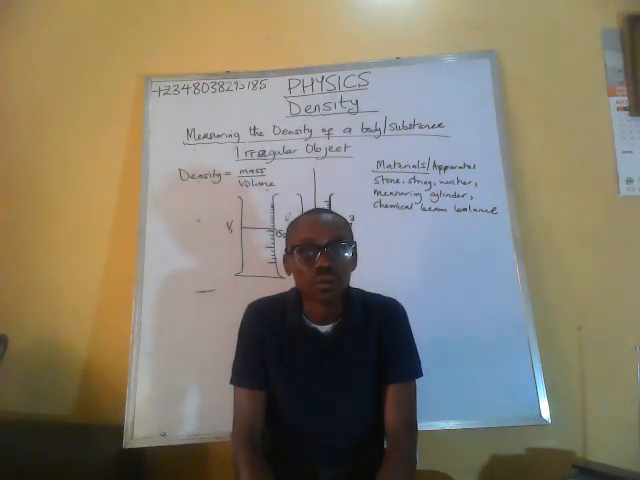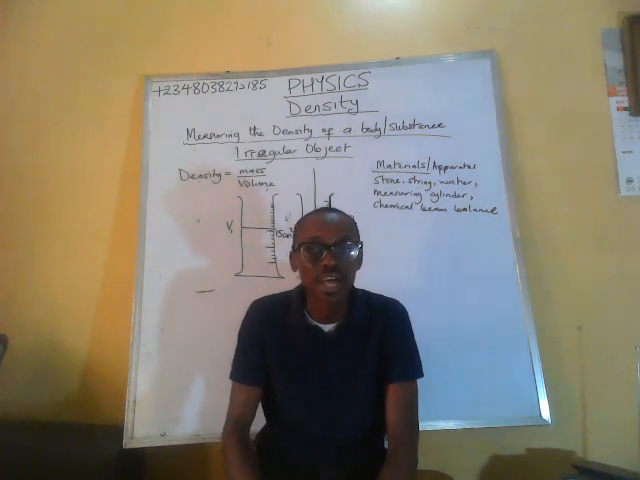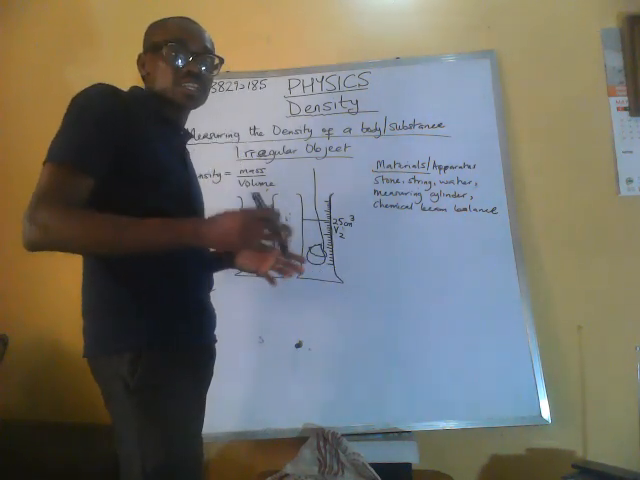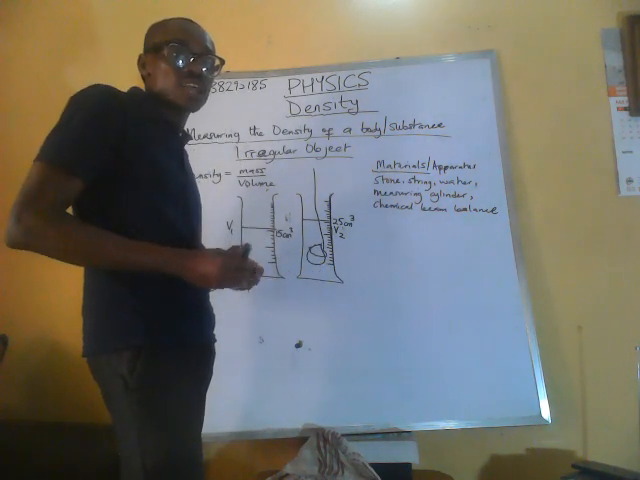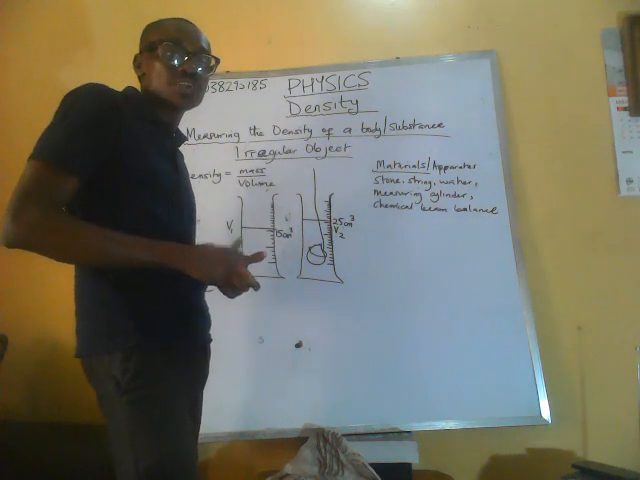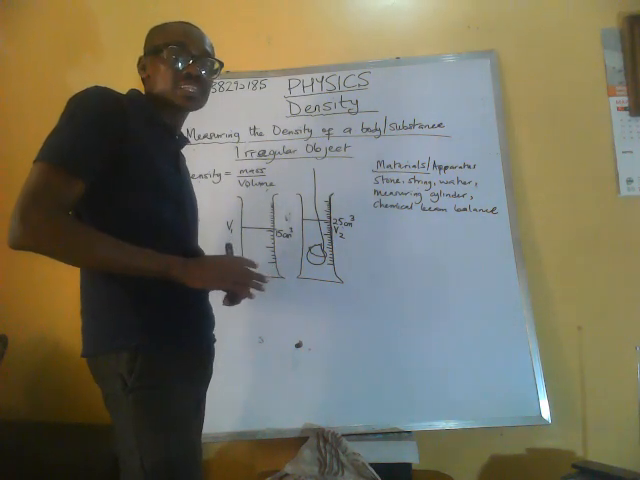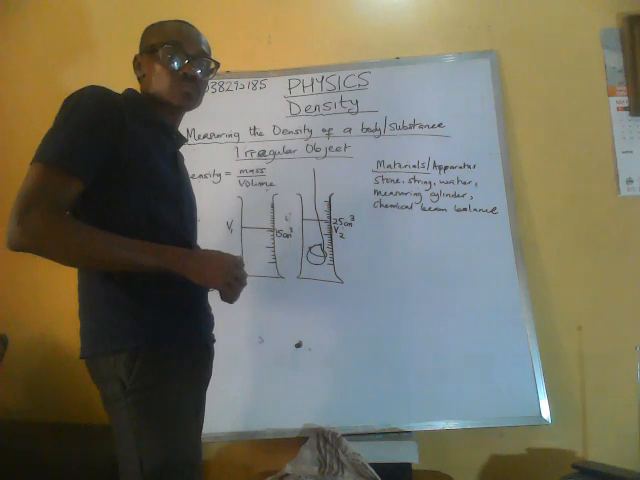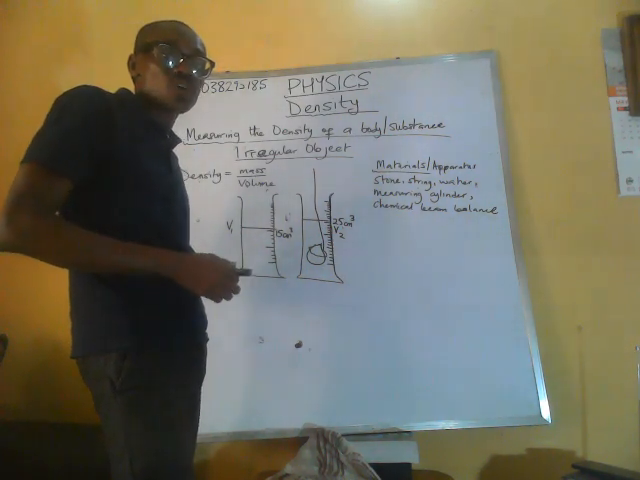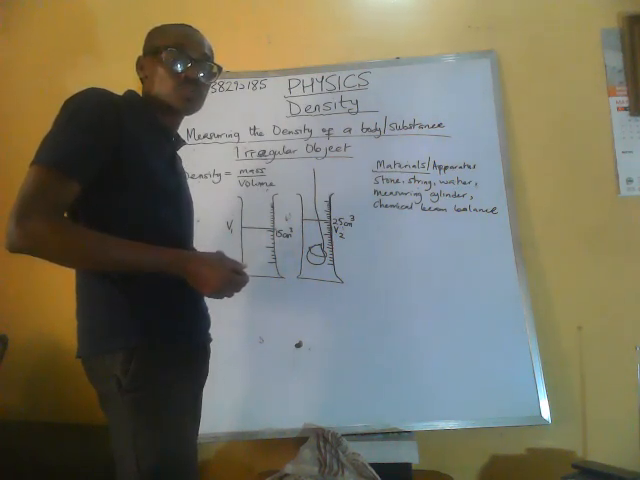So today, like I said, we will look at how you can obtain the density of an irregular shaped object such as a stone. Let's assume you have a stone. A stone is an irregular shape. It can't approximate a cylinder, a sphere, a cube, a cuboid, a prism or anything. So how do you get the volume? You won't be able to measure the diameter, you won't be able to measure the length and all that. So how do you obtain the volume of that stone?